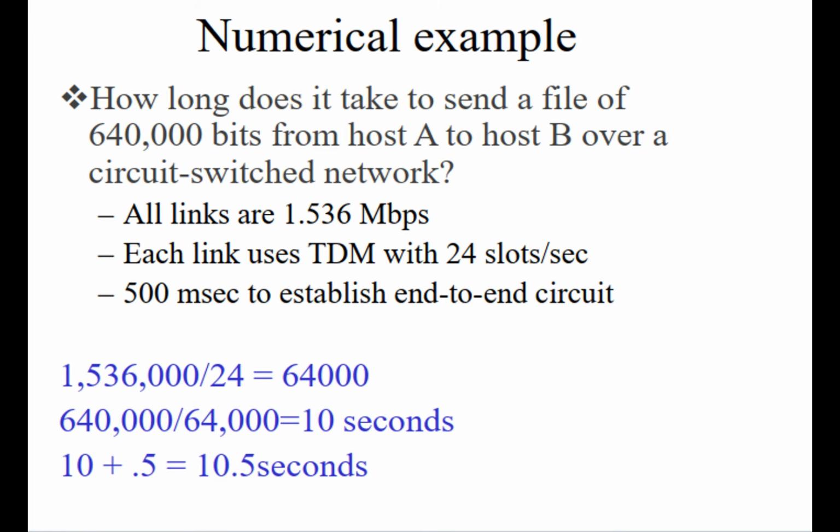Numerical example: how long does it take to send a file of 640,000 bits from host A to host B over a circuit switched network? All links are 1.536 Mbps. Each link uses TDM with 24 slots/sec. 500 ms to establish the end-to-end circuit. 1,536,000/24 equals 64,000 bps per slot. 640,000/64,000 equals 10 seconds. 10 plus 0.5 equals 10.5 seconds.